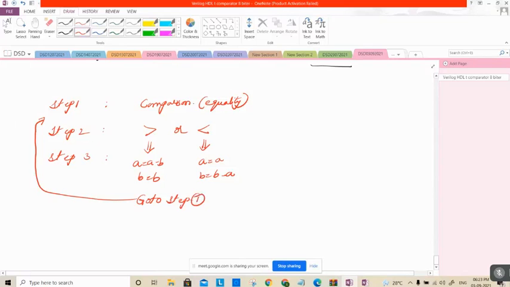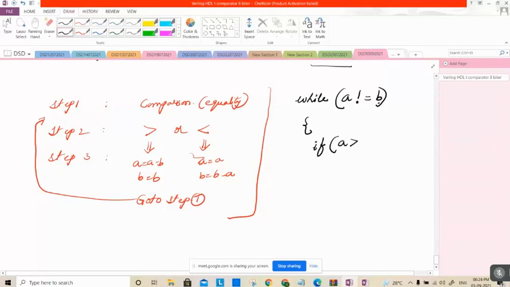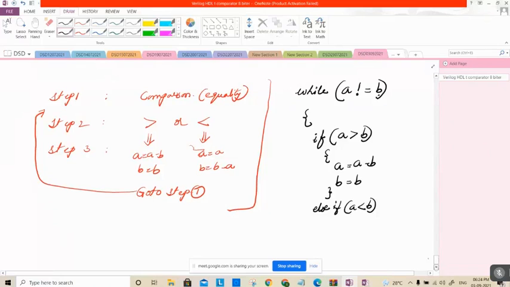Is it true? Yes, sir. Can we write it in this way? While A not equal to B, enter into this particular loop. If A is greater than B, the next value of A is equal to A minus B, next value of B is equal to B. Else, if A is less than B, then A is equal to A, B is equal to B minus A.